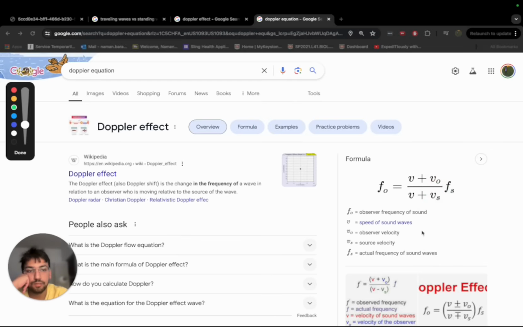So this is speed of sound, this is source velocity, so the sound of the ambulance driving. This is the observer velocity, so what is the velocity at which the observer is experiencing those sound waves? This is the frequency at which the ambulance is making those sounds. And then if you have all that information, you can figure out what is the observer frequency of that sound.